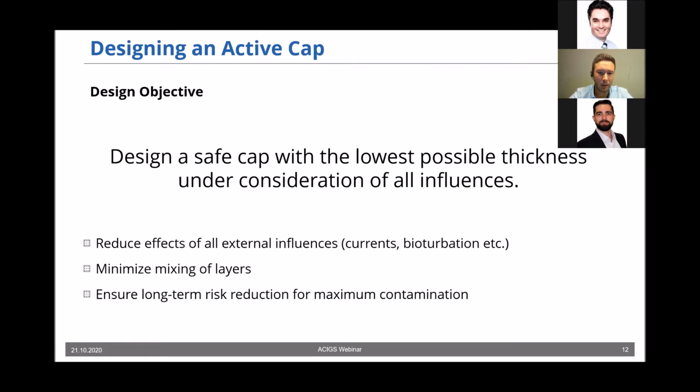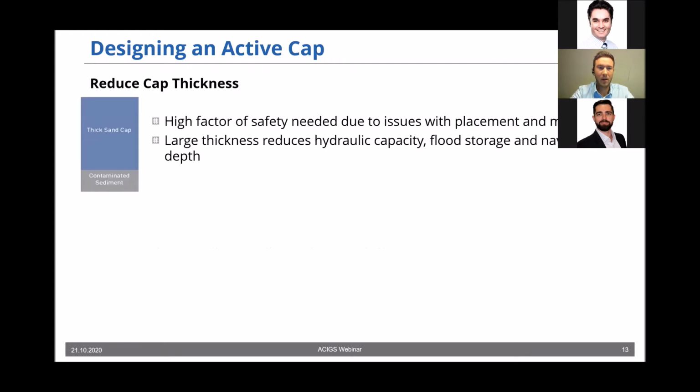And how can we be sure to get this? We have to reduce the effects of all external influences. We have to minimize the mixing of the layers. And of course, we have to ensure a long-term risk reduction for the maximum concentration. So how can we now reduce the thickness? As I said before, when you bank up a thick sand cap, you have high factors of safety, due to all the mixing and placement uncertainties, and therefore there's a large thickness that reduces the hydraulic capacity, flood storage, navigable depths, and so on.